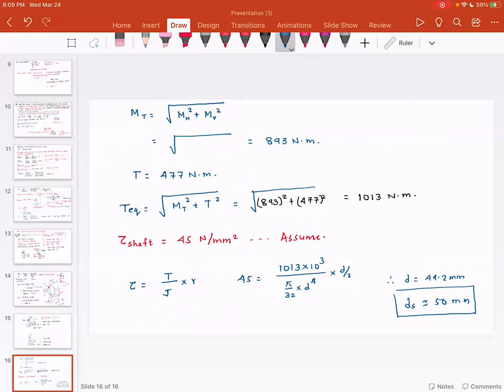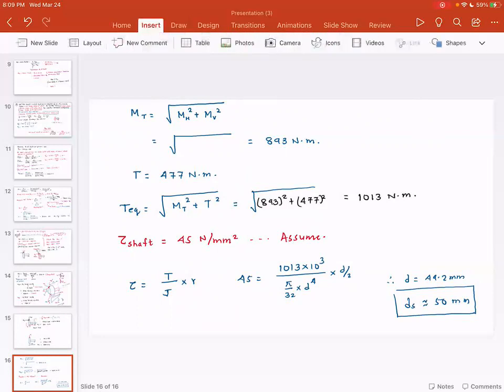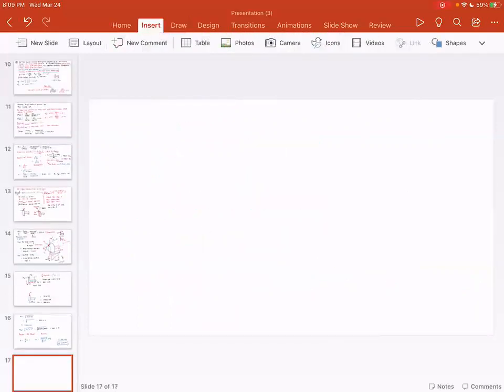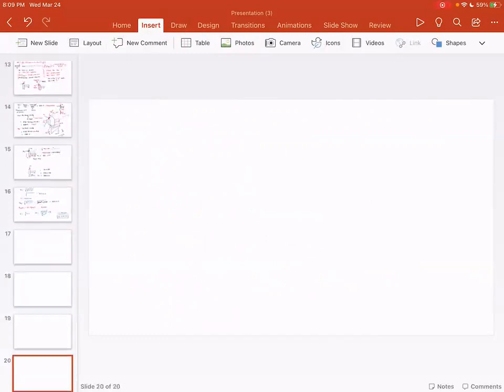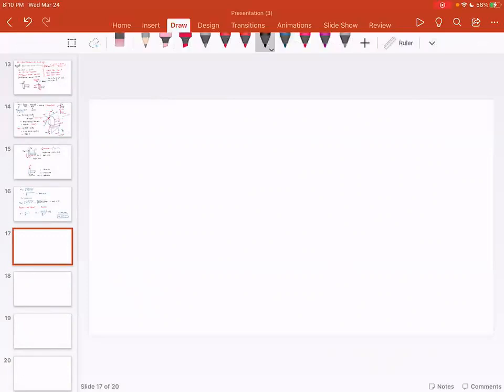Any questions on the bevel gear? So next part is discussion on the design of worm gear. So next topic is design. This is the last gear, design of worm gear.